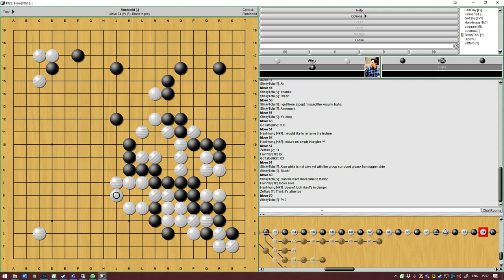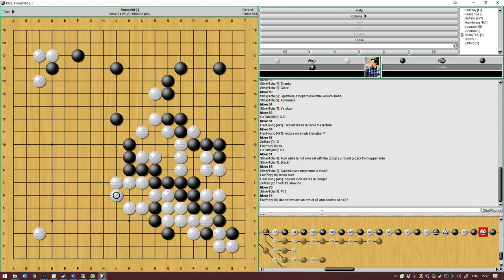And white took. And black didn't feel bad, because actually, do you remember earlier I had mentioned black could have taken those two stones? White never got it.